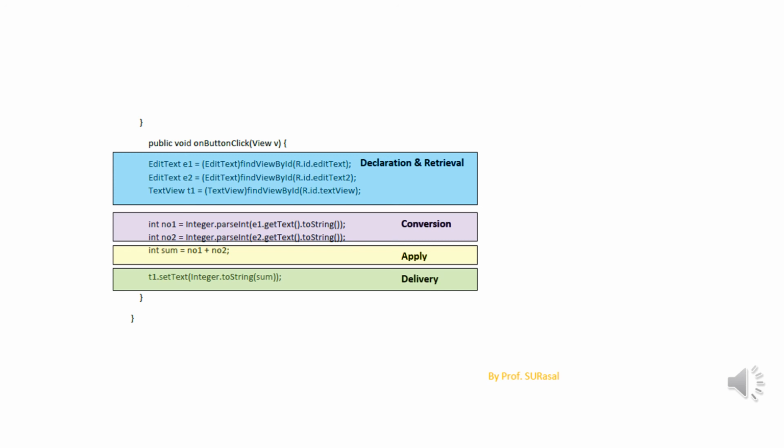Again you should remember, when the value is retrieved from the user interface, it is always in the form of a string. In reverse order, while delivering the value to the user interface, you need to convert it into string format, because in int sum equal to no1 plus no2, the sum variable stores the addition of two numbers, which is always in integer format since we declared it as an integer data type. So again you need to convert it into a string. That's where the Integer.toString function is used in this case.